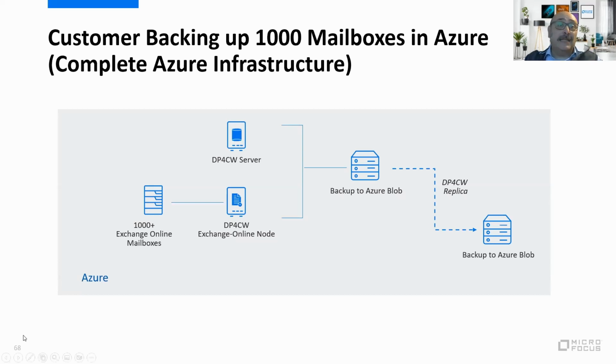So in this case, it's just a customer that decided to back up these online mailboxes. They decided to split up the DP for Cloud Workloads server and the node. This is not mandatory. These two roles can coexist in only one server, but in this case, they decided to do it this way, and then they are making two different copies to different storage inside the cloud. So this is a simple example where all the data is in your cloud.